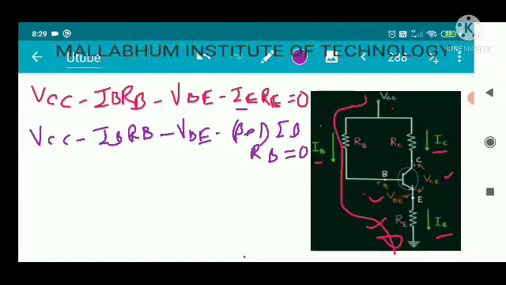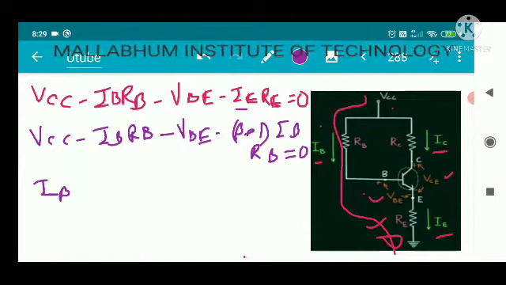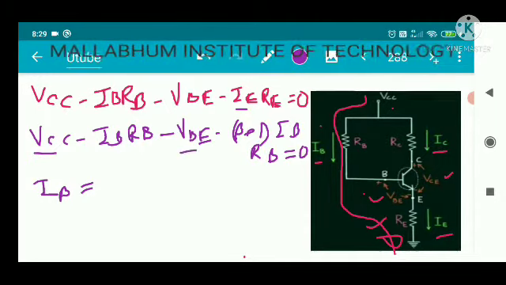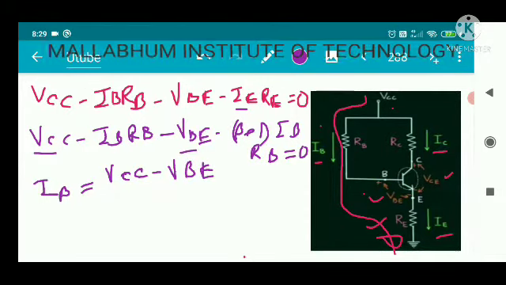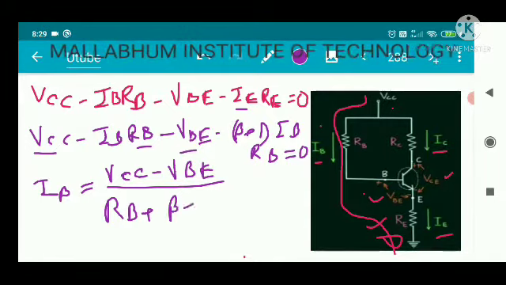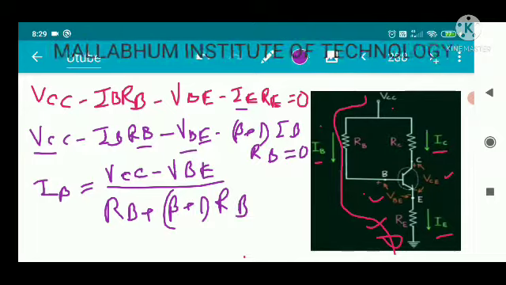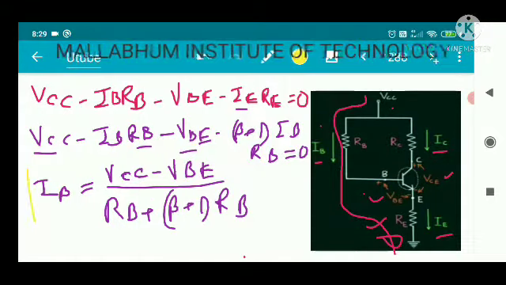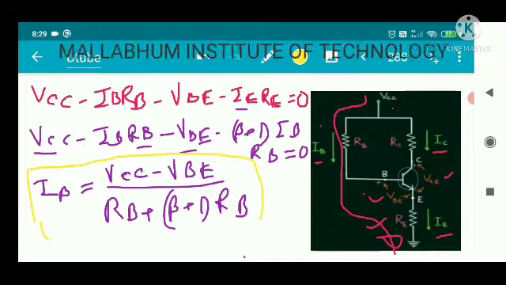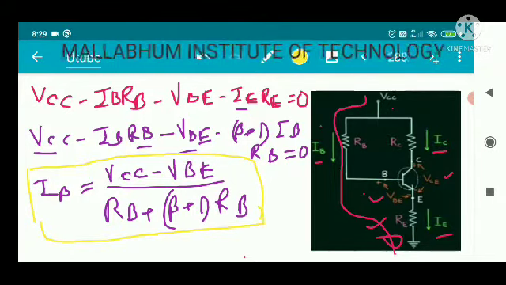Now from there we will calculate the IB. The expression for IB comes out to be VCC minus VBE divided by RB plus beta plus 1 RE. So this is one expression for IB. This will also be required for understanding how advantageous your RE is.